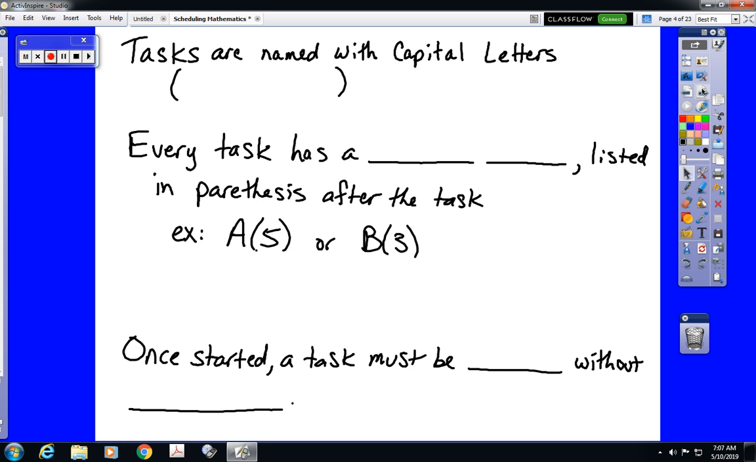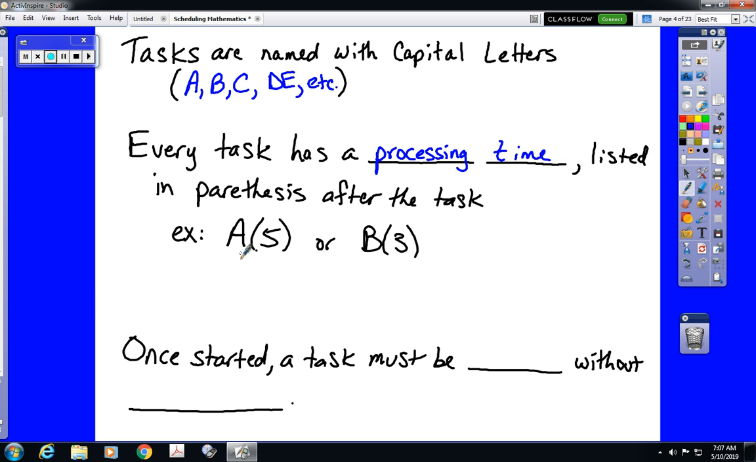Final slide for this video. Tasks themselves, you saw on the first screen, are labeled with capital letters, usually only 1, but it could be 2 of them together, in theory, if the project was complex enough to warrant it. And as we mentioned before, every task will come with an attached processing time. Each task will have a processing time listed in parentheses after the task.